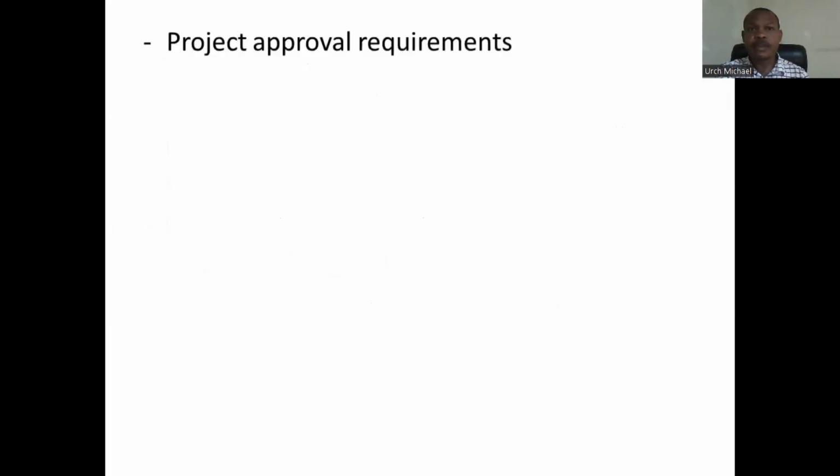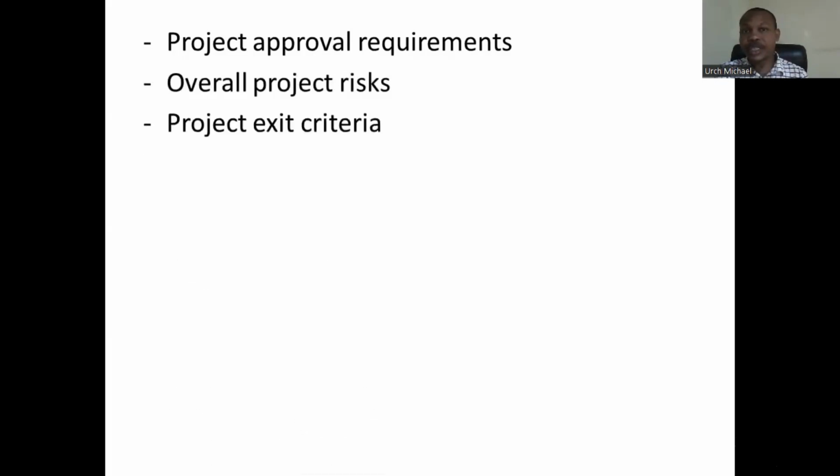So now also we have the project approval requirements. You have to state that clearly. What are the approval requirements? Quality requirements and the rest of them. Then overall project risk. You have to tell us the risk in the project. And also the project exit criteria. At the end of the project, you have to close your project. So what are the criteria for us to exit the project?